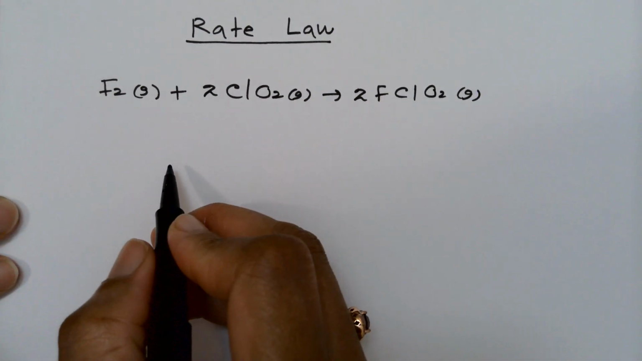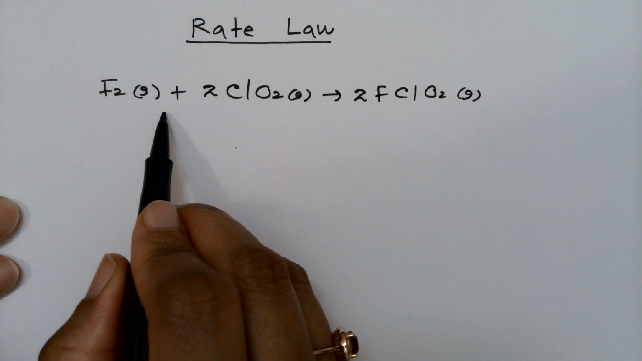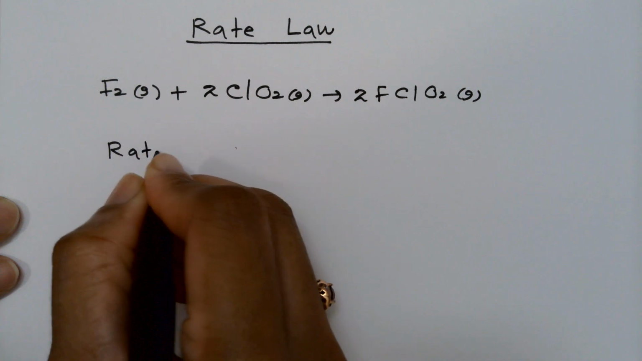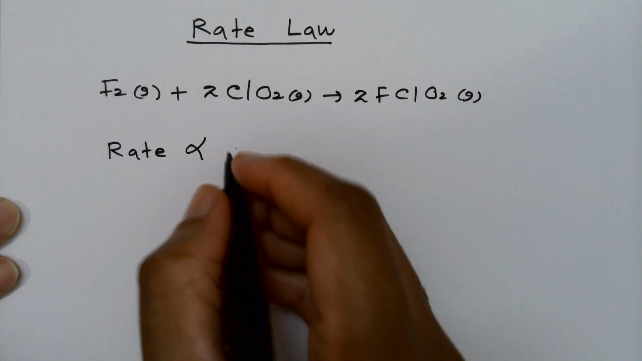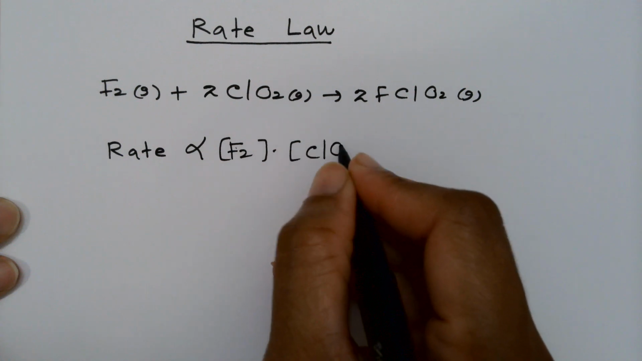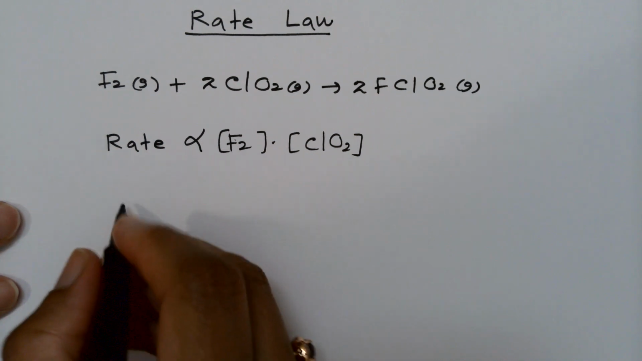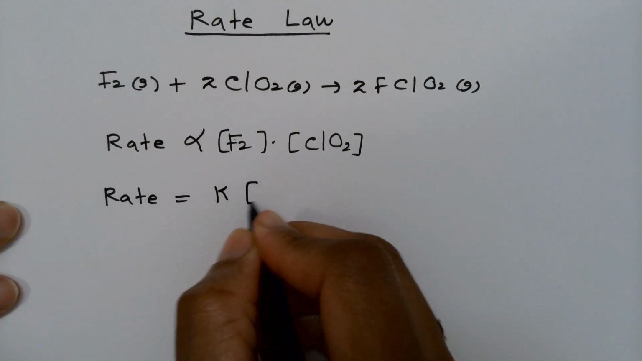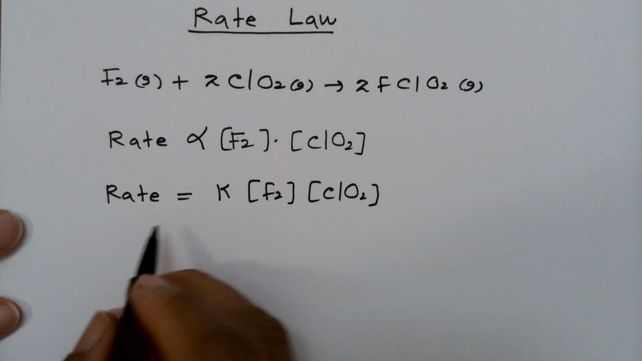Now rate expression and rate law are two different things. Now we are writing the rate law. Rate law means the rate is related to the concentrations of the reactants. Rate is directly proportional to the reactant concentration. So rate is directly proportional to F2 concentration times ClO2 concentration. And here, to remove this proportionality sign, we can add a constant K. Rate is equal to a constant times the concentration of F2 times the concentration of ClO2. So this is what we call the rate law.